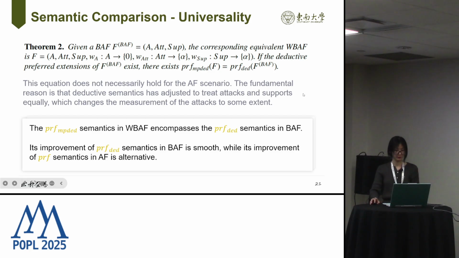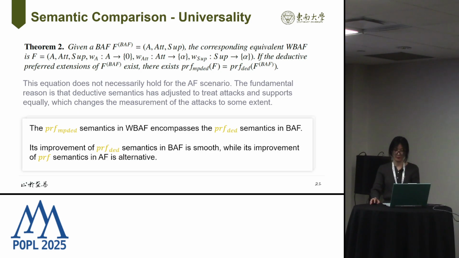Similarly, we can prove that if the deductive preferred extensions of the bipolar argumentation framework exist, the preferred extension set of the weighted bipolar argumentation framework will be equal to the preferred extension set of the bipolar argumentation framework. This equation does not necessarily hold for the argumentation framework scenario. And the fundamental reason is that deductive semantics has adjusted to treat attacks and supports equally, which changes the measurement of the attacks to some extent.